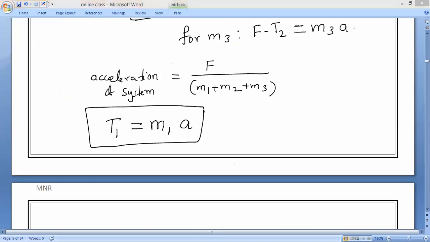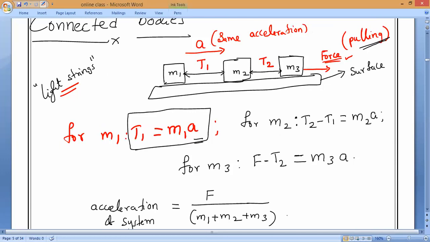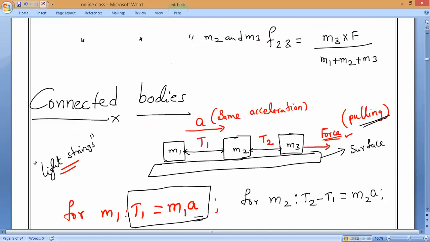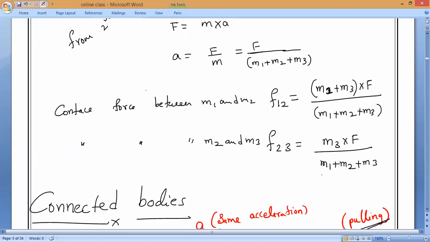Now, in the same way I want T2. T2 means what? Observe very carefully. T2 is acting between where, guys? It needs to be acting between which bodies? Now, if you understand this formula, you can understand.